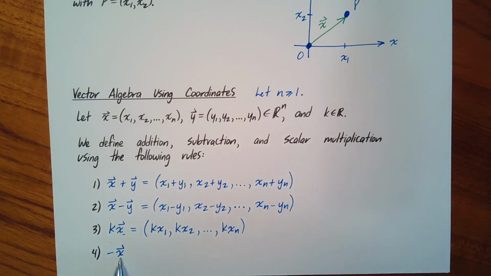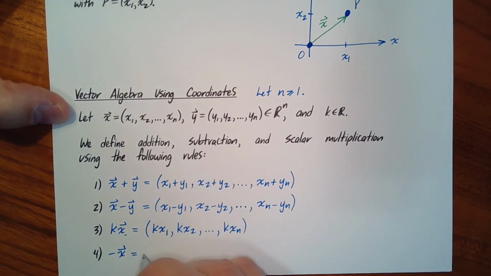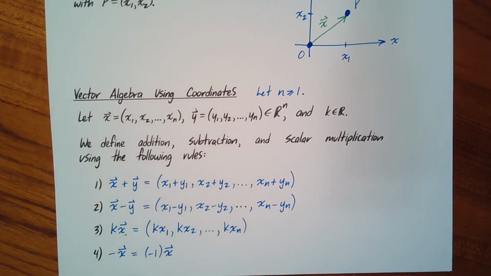So if I took a coordinate vector and I just put a negative symbol in front of it, what I'm really doing is writing the negative of the coordinate vector x. And you might be able to guess this, but nonetheless, I'm just going to say it once and for all anyway. Really, all this means is just the scalar -1 multiplied by x. And that's exactly what you do with geometric vectors as well.